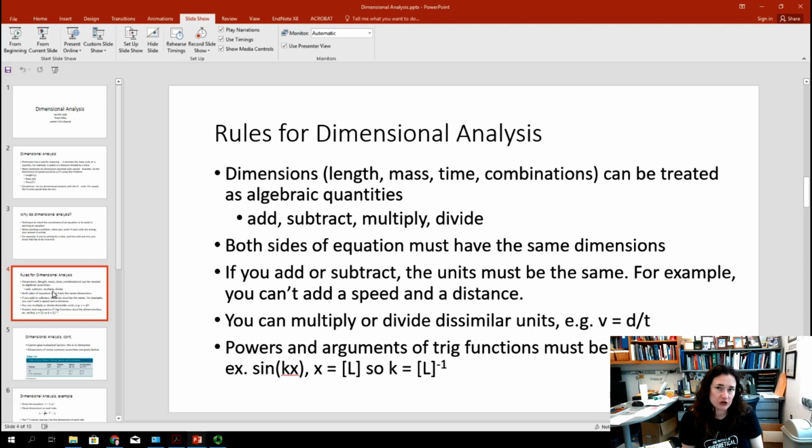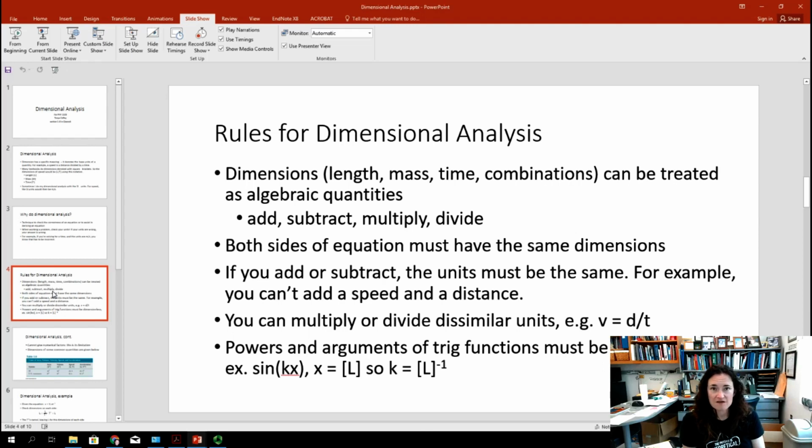So what can we do? Well, we can add things, subtract them, multiply, divide, raise to a power, all kinds of things. So we're going to do those to our dimensions and our units as well. Now, it's really important to follow these rules.